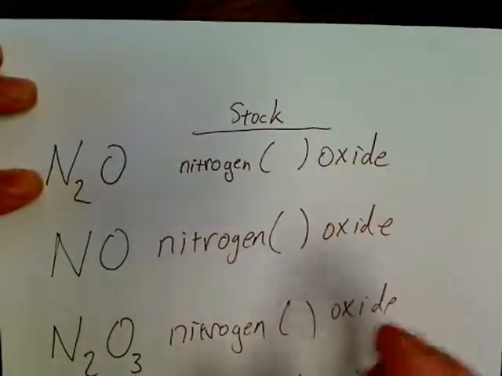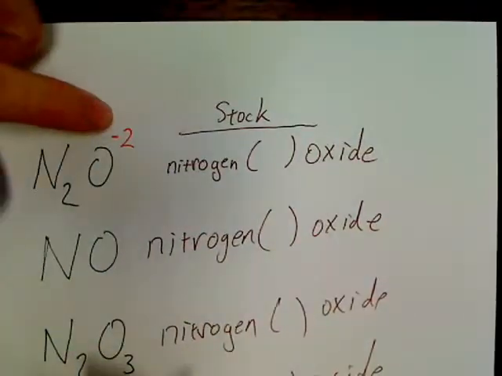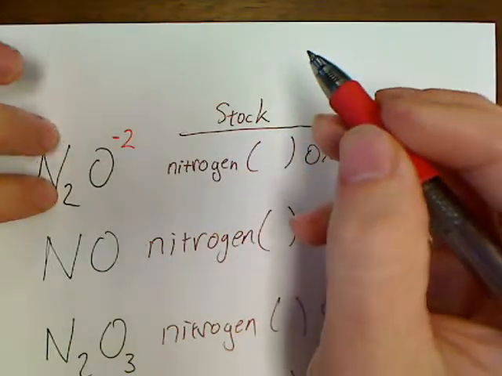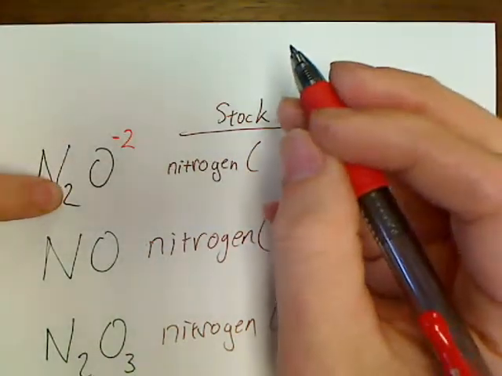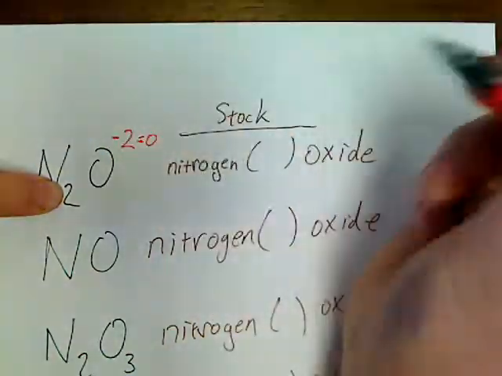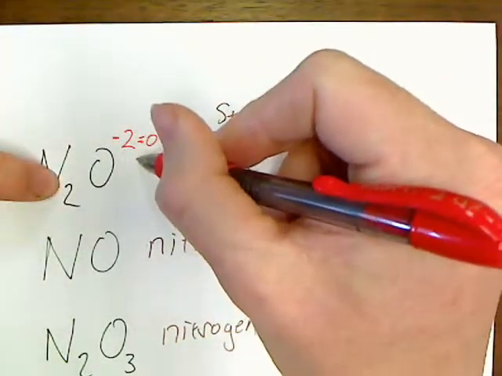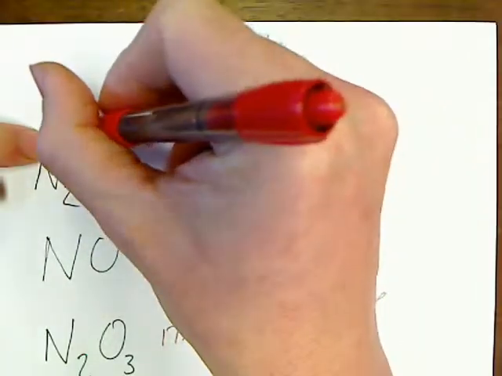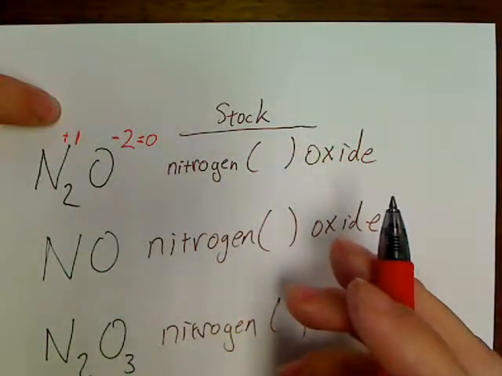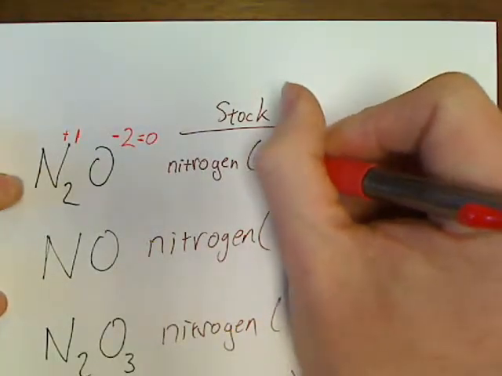O is a -2. So let's do this. You know how to do this game already. O is a -2. Which means, now look at this 2 that's here. Why did somebody put that 2 there? Well, remember, the sum of your oxidations has to be equal to 0. So if somebody put a 2 there, and that's a -2, what is this N? Well, this N would have to be a +1, right? Because that would give you 2 minus 2, that's 0. So this is nitrogen 1 oxide.